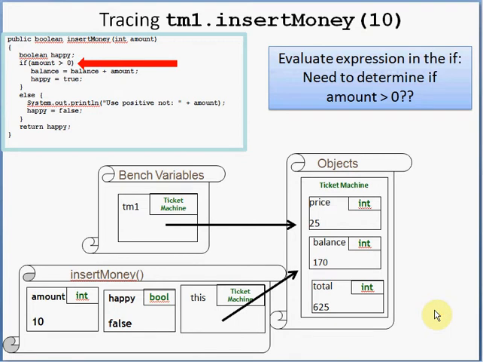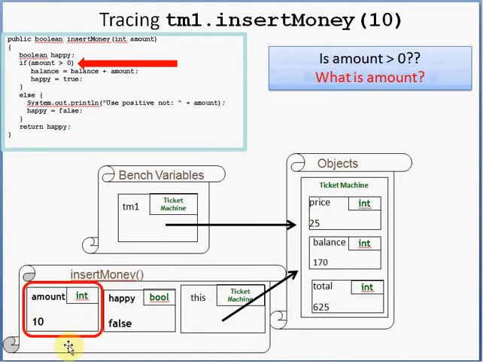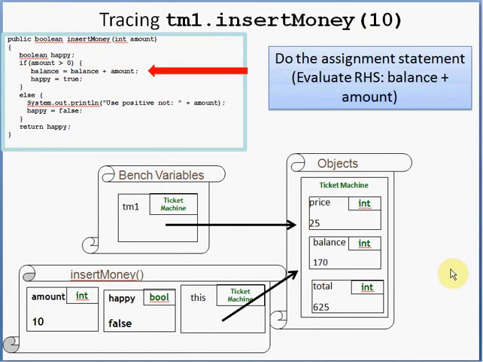First thing we need to do is figure out whether amount is greater than 0. 0 is a constant, so we don't have to worry about that too much. But what's amount? Whenever we want to find out amount, we first look in the local variables for the current method, which is insertMoney. We look in there, there's amount, we're great, amount is 10. So now we need to check, is 10 greater than 0? It is, so we're going to go into the if.